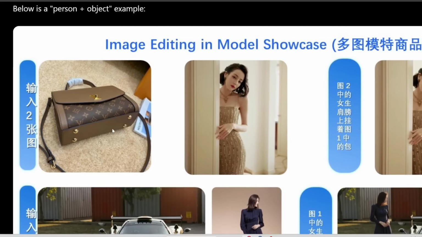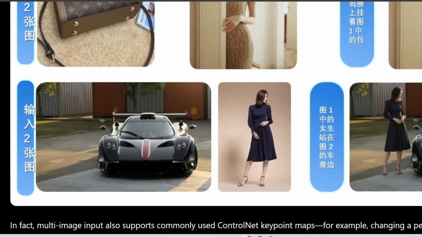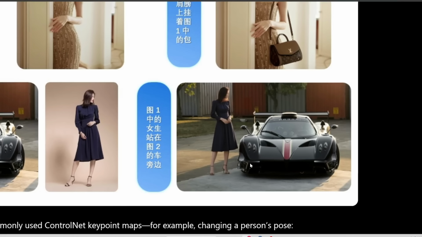If you have a product line, you can easily generate photos of models wearing or using your products. For example, here's an LV bag and a Chinese actress, and you can get her to wear the handbag like this. Or you can get this woman to stand behind this car, and here is what you get.